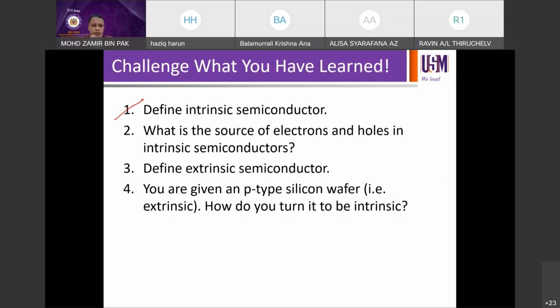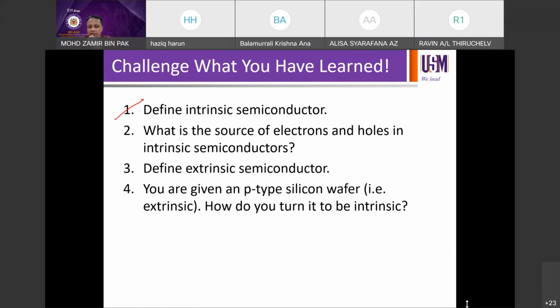Right, the second one. What is the source of electrons and holes in intrinsic semiconductors? Where do you get your carriers in intrinsic semiconductors? Or rather, how do you get your carriers in intrinsic semiconductors? Anyone? Thermal excitation. All right, good. Thermal excitation.